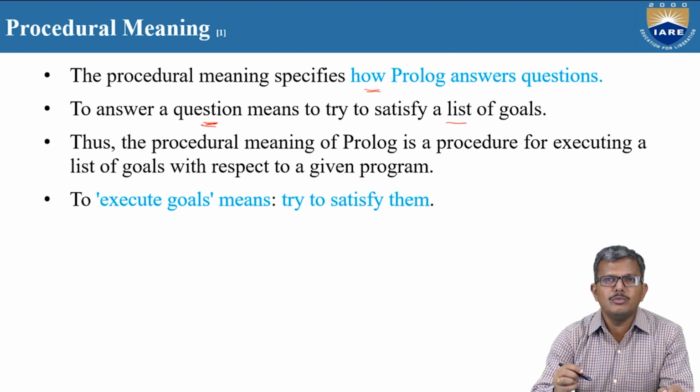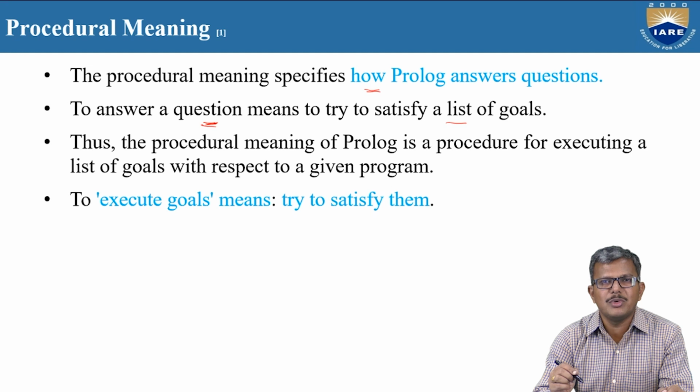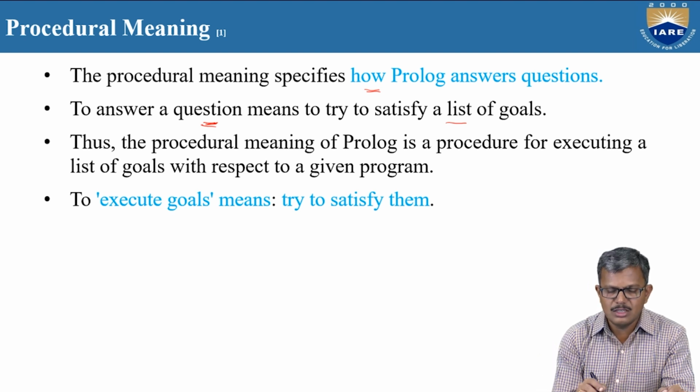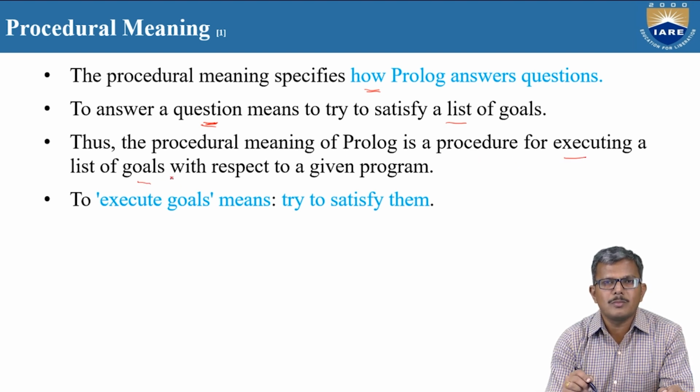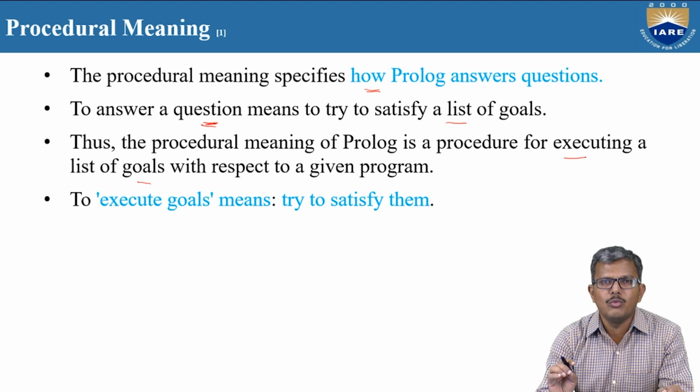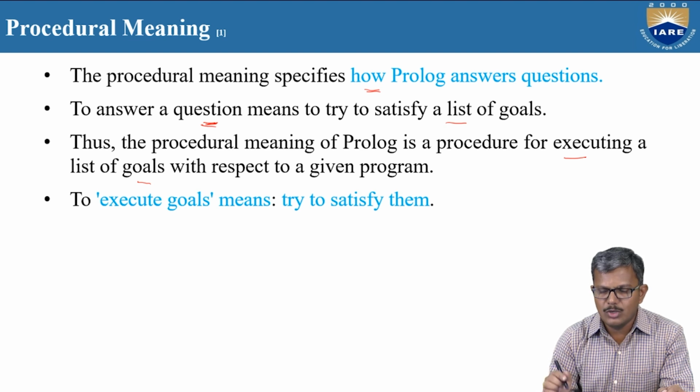You need to feed the knowledge in the form of a Prolog database, and then you are supposed to ask questions to determine whether you have represented the knowledge in the right way. So we can say that the procedural meaning of Prolog is a procedure for executing a list of goals. The declarative meaning tells what goals are there. For example, goal 1, goal 2, goal 3.